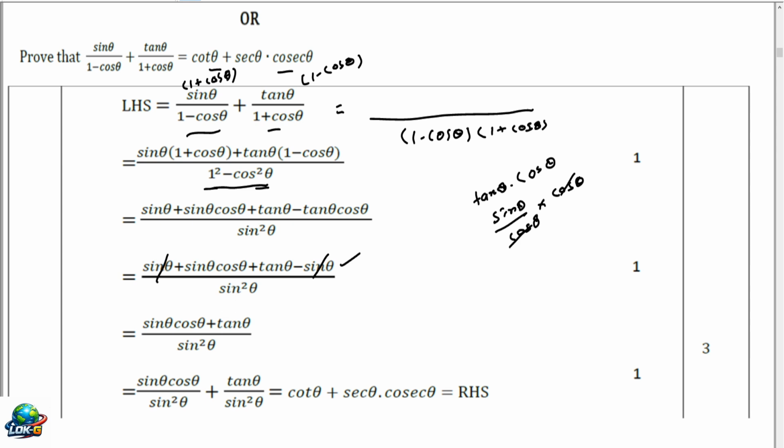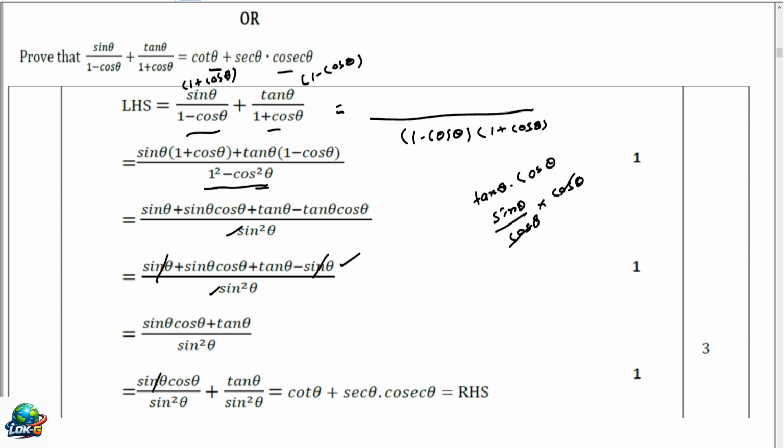Now in the denominator you have 1 minus cos square theta. What is 1 minus cos square theta? Sin square theta. I have practiced you in the classroom all these derived formulae. So sin theta into cos theta plus tan theta upon sin square theta. Divide every term by sin square theta. First term is sin theta into cos theta divided by sin square theta, and tan theta upon sin square theta.